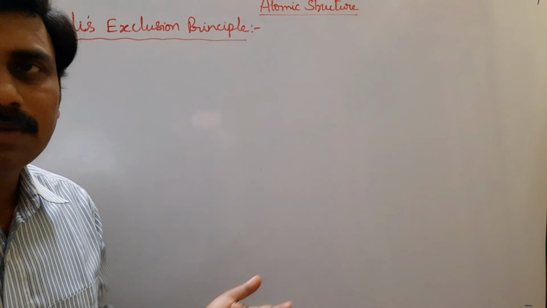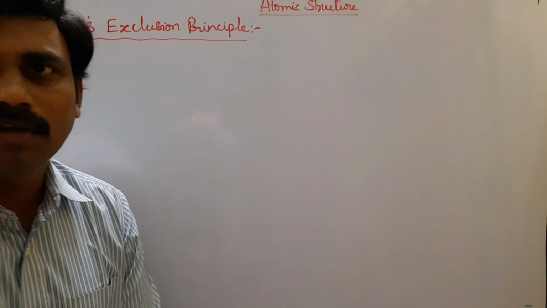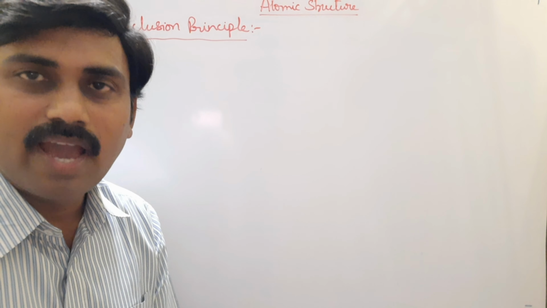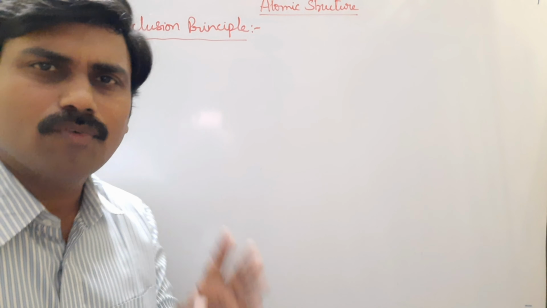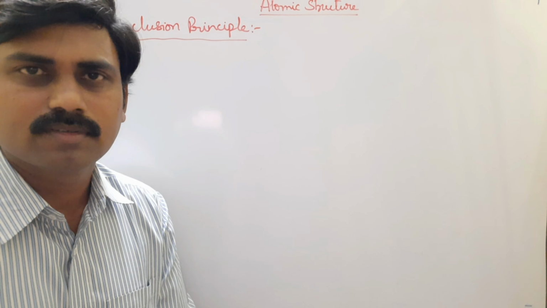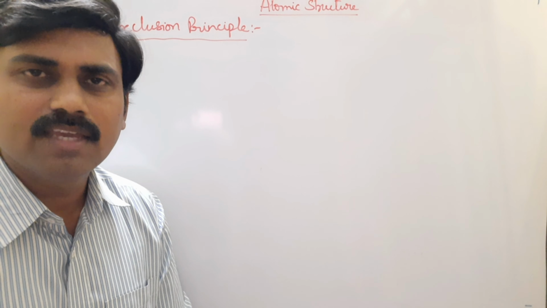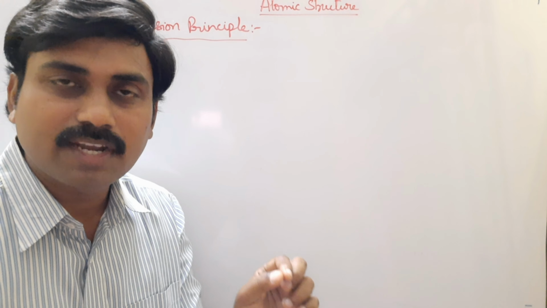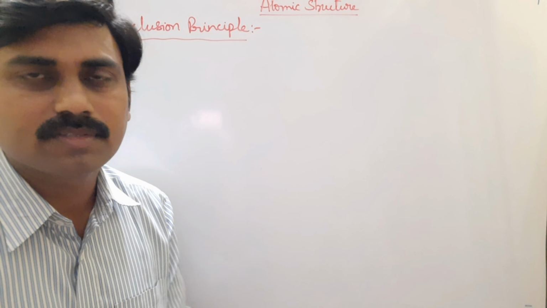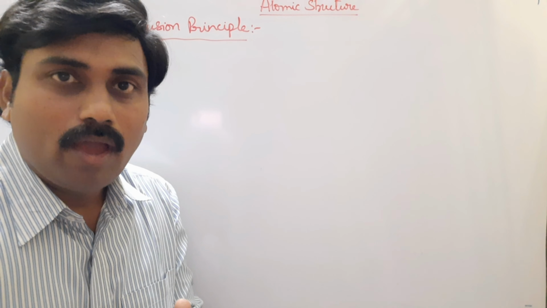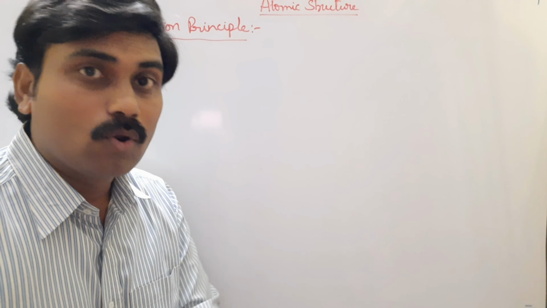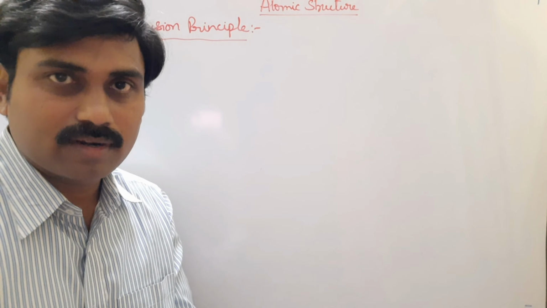Look at the next concept, Pauli's exclusion principle. According to Pauli's exclusion principle, no two electrons in an atom can have the same set of all four quantum numbers. So it means an atomic orbital can accommodate a maximum of 2 electrons only. No orbital can accommodate more than 2 electrons.